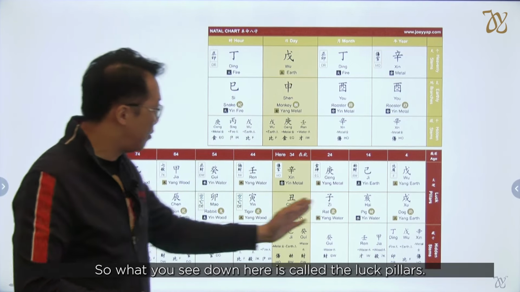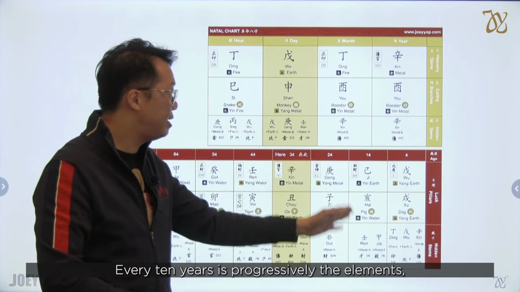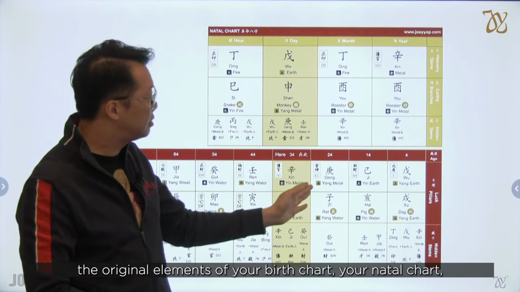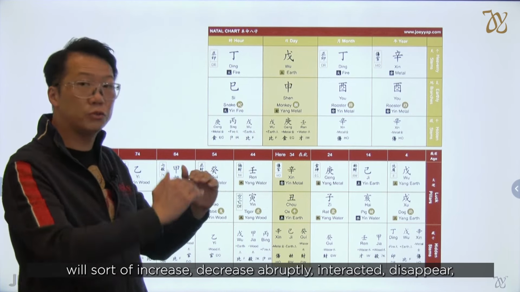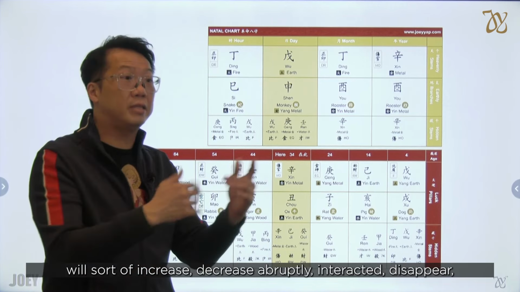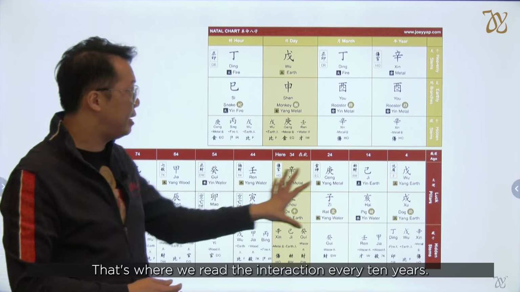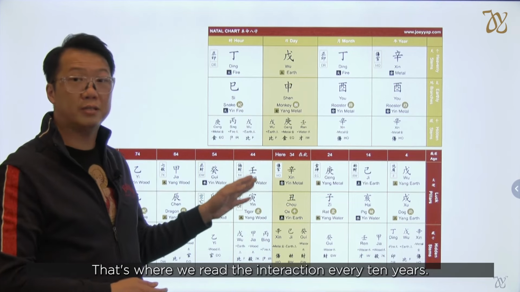So what you see down here is called the luck pillars. Every 10 years, the original elements of your birth chart, the natal chart, will progressively decrease, abruptly interact, disappear, or transform into a different element. That's where we read the interaction every 10 years.